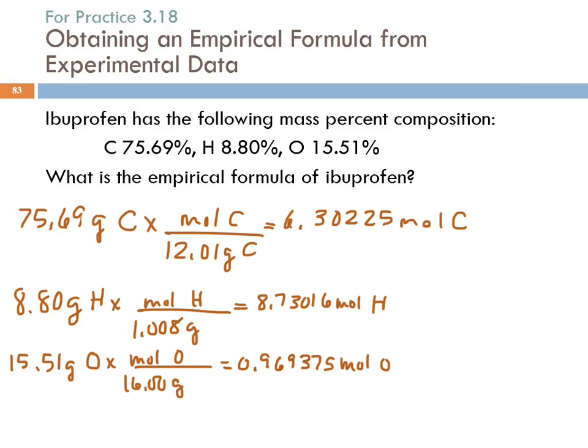Divide by the smallest. We need ratios. So we're going to divide by the smallest. This one will end up being 1. And then we got this one, 0.969375. And you know, it might be tempting to say, oh, well, that looks like it's going to be 9. Well, just actually do it, because sometimes you can't quite tell.